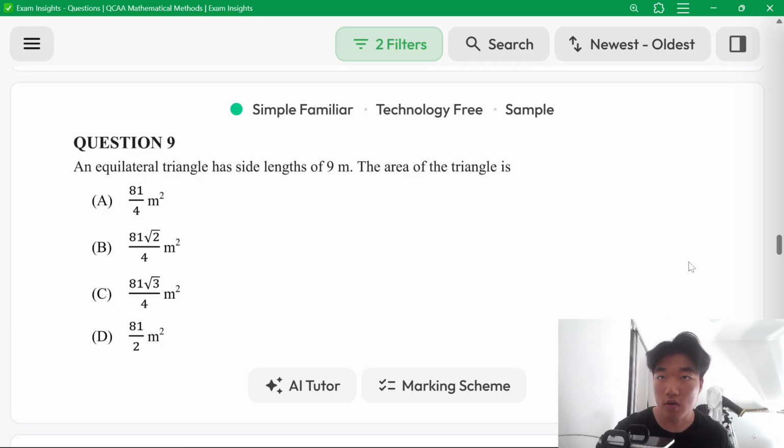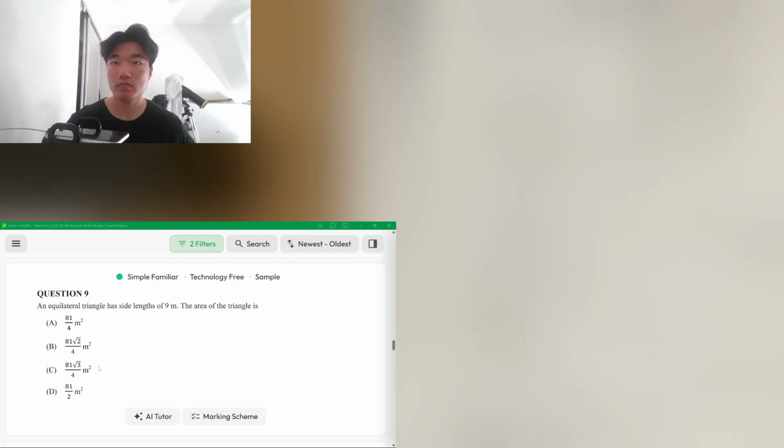An equilateral triangle has side lengths of 9 meters. Equilateral triangle, side lengths are all equal. The angles are all 60 degrees. They're all equal. The area of the triangle is what?